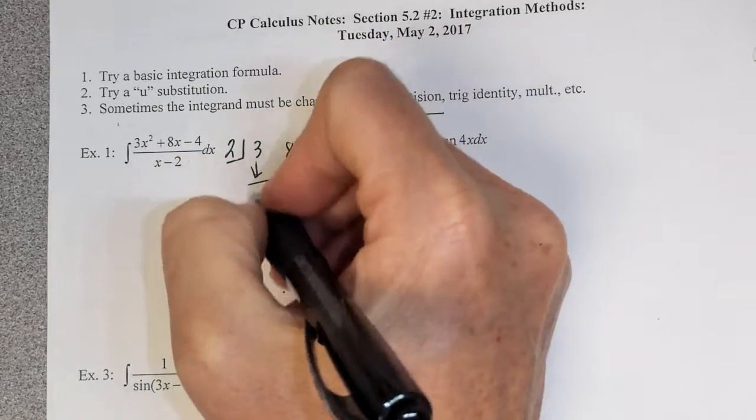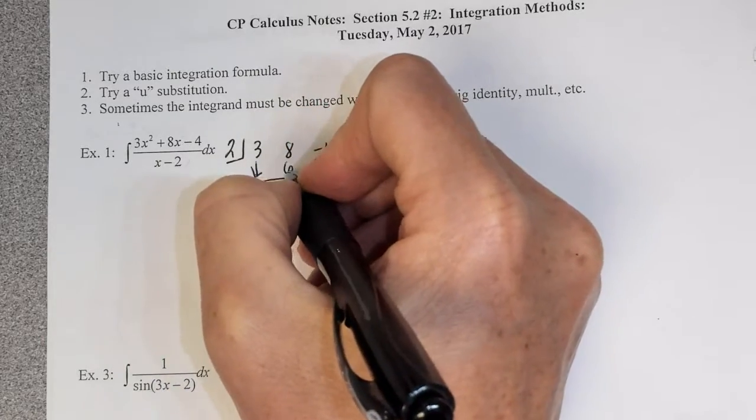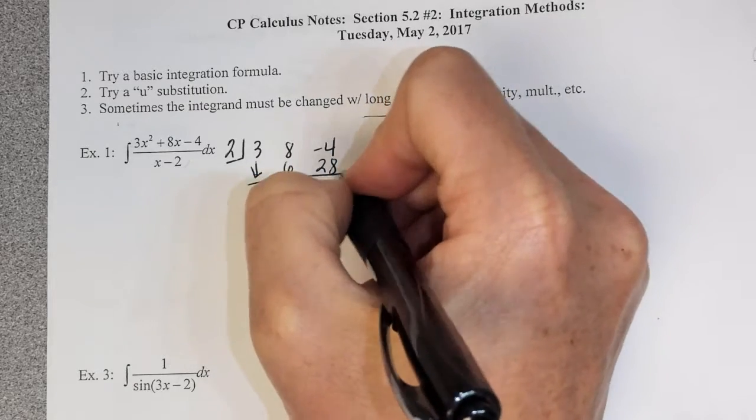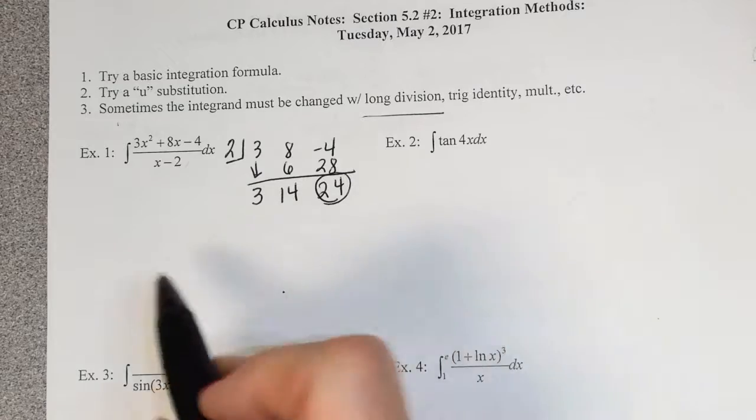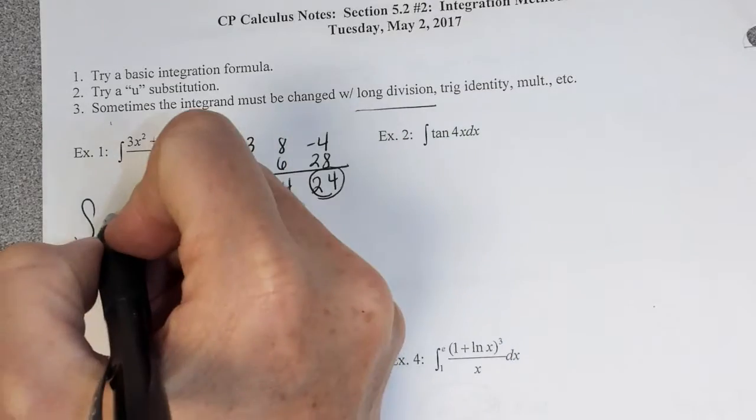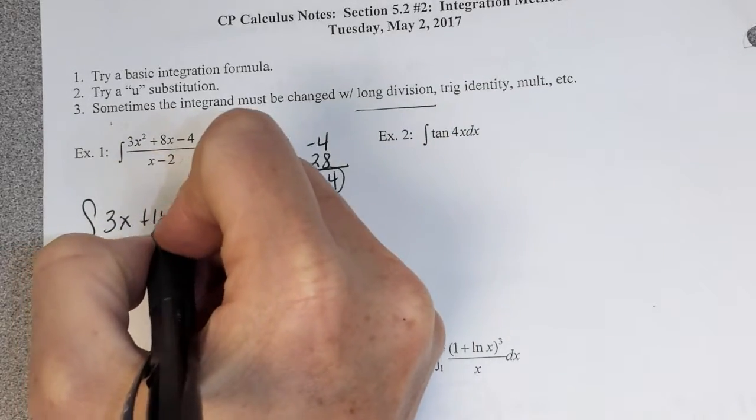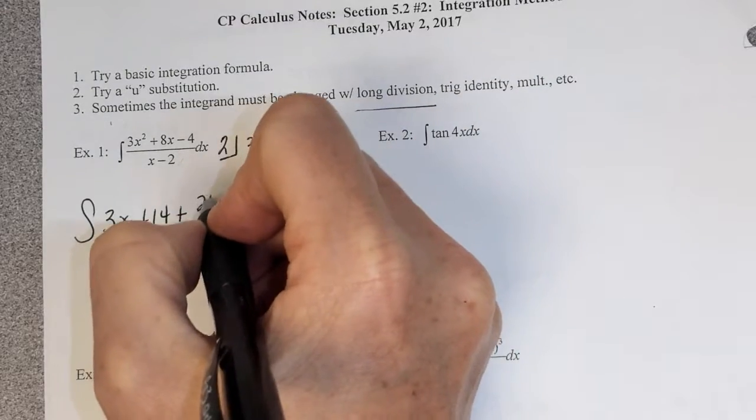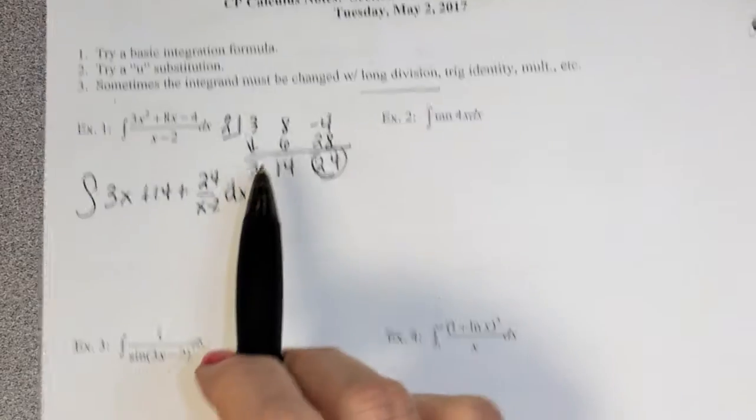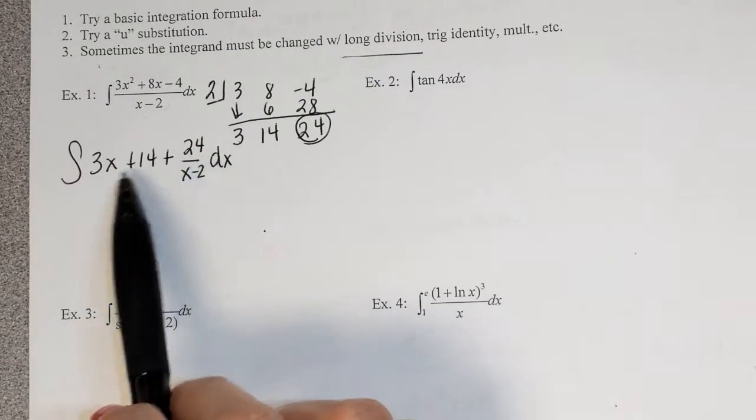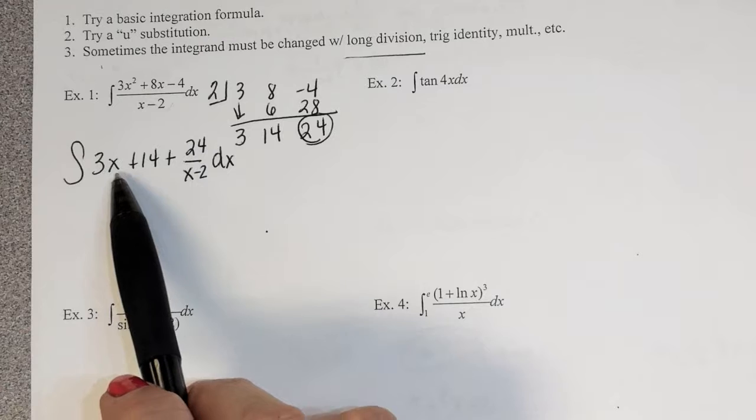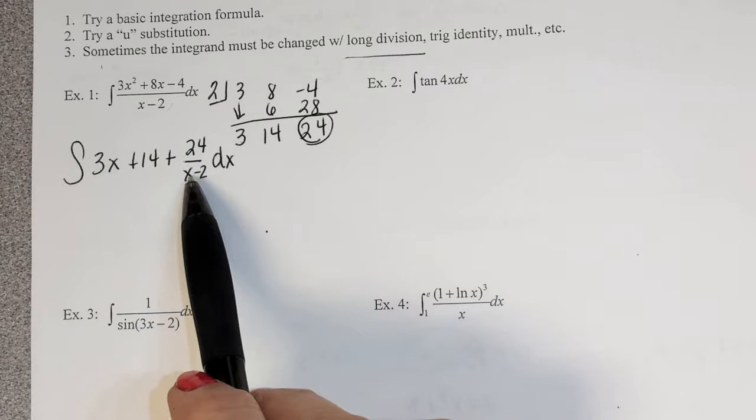So I bring this down. That's 3. 2 times 3 is 6. We add. 2 times 14 is 28. We add. This is always going to be our remainder. So another way to write all of this would be the integral of 3x plus 14 plus 24 over what we were dividing by. If I were to go through this and get a common denominator, combine it all, it would go back to that again. That's not what we're doing. We wanted to break it down into individual terms.